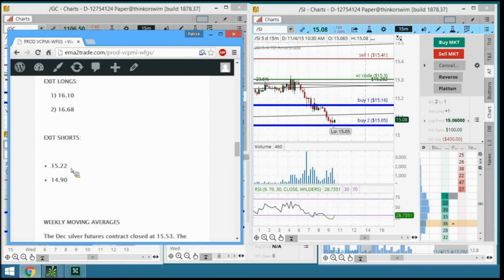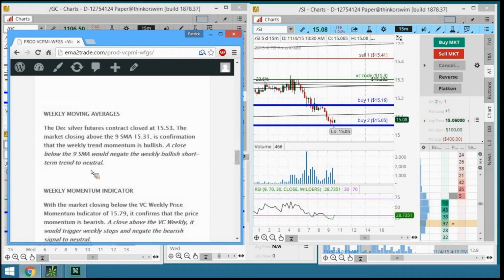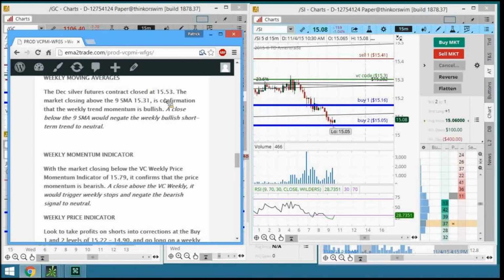The weekly December silver futures contract closed at 1553 on Friday. And it gave you a bit of a bullish note by closing above the moving average of 1531, the first pivot point. But closing below 1531 told you the uptrend was negated and it went to neutral. Closing above it would activate the uptrend once again.